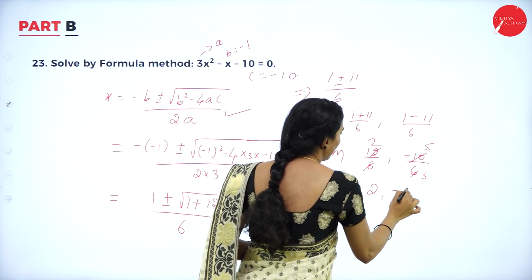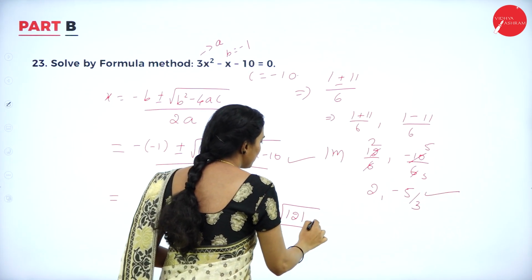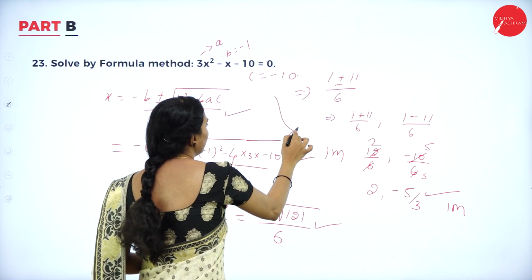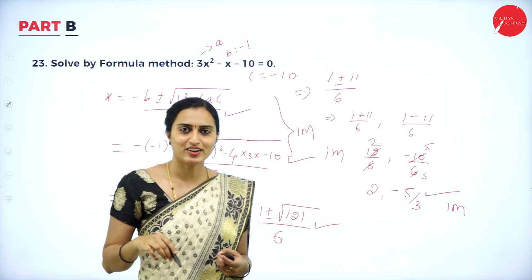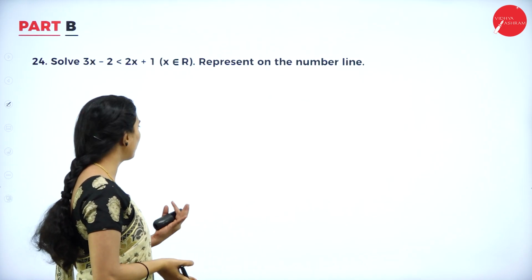Now 2 comma minus 5 by 3, and writing these, it will be 1 marker, and writing these two will be 1 marker. Okay, I hope you understood this one. Now we'll be moving on to the next problem.